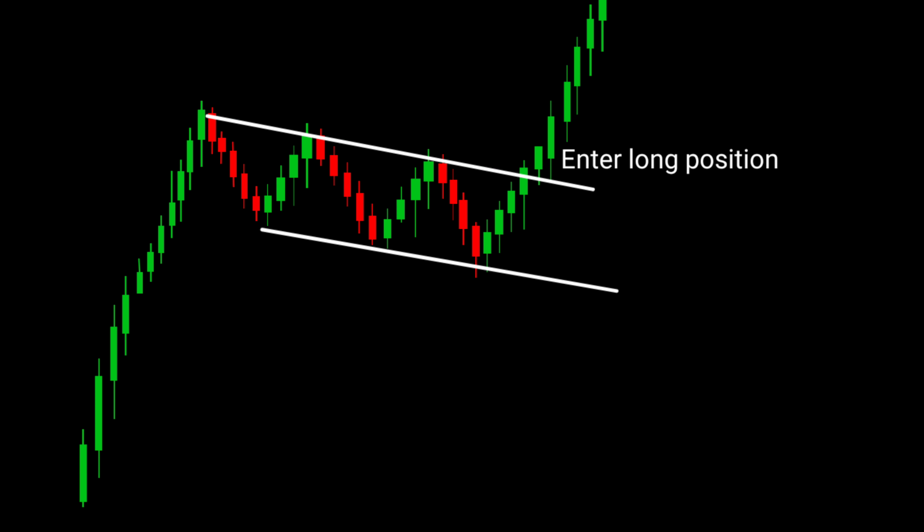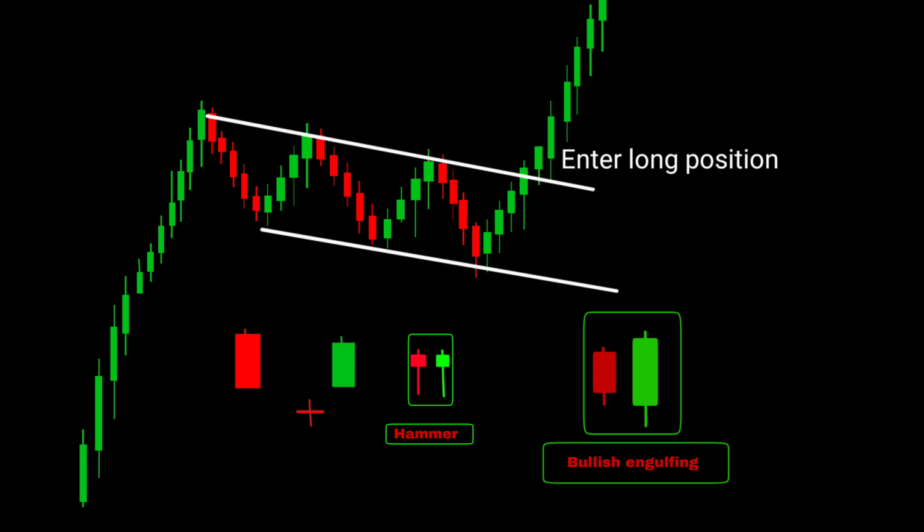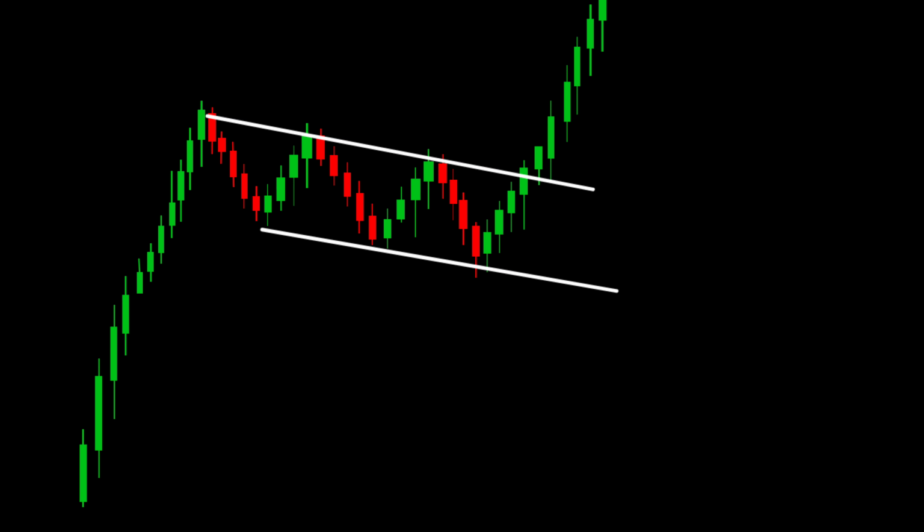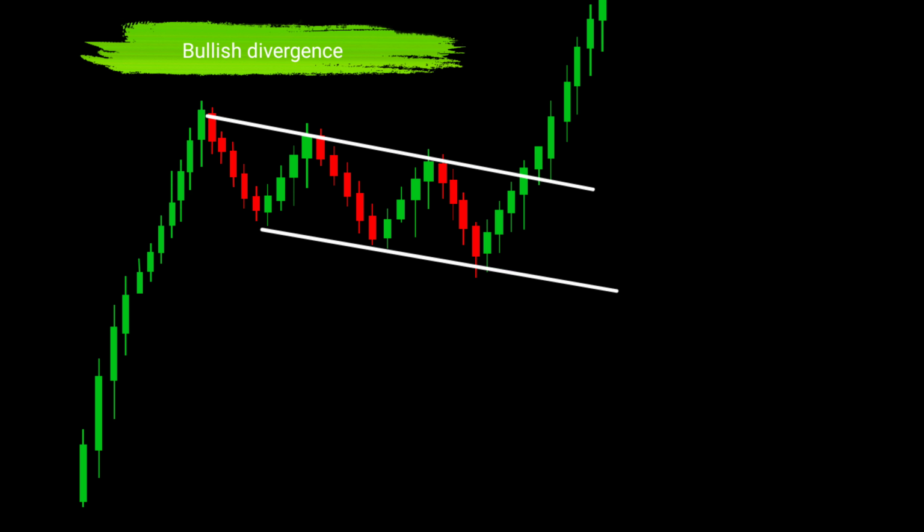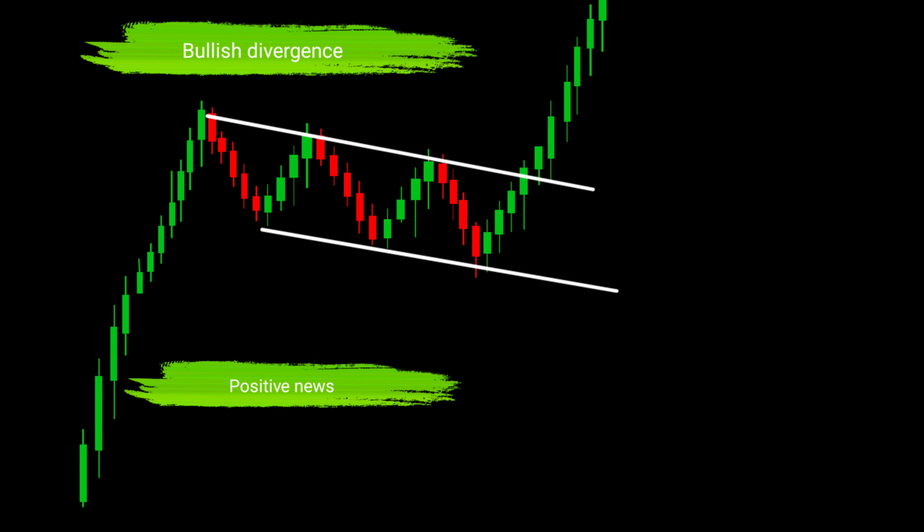To enhance the accuracy of trading this pattern, consider additional factors. Look for supporting signals such as bullish candlestick patterns, which can provide confirmation of a potential breakout. Additionally, watch for bearish divergence in momentum indicators, where the price shows a higher high while the indicator shows a lower high. Positive news catalysts can also strengthen the pattern's bullish bias and increase the probability of a successful trade.